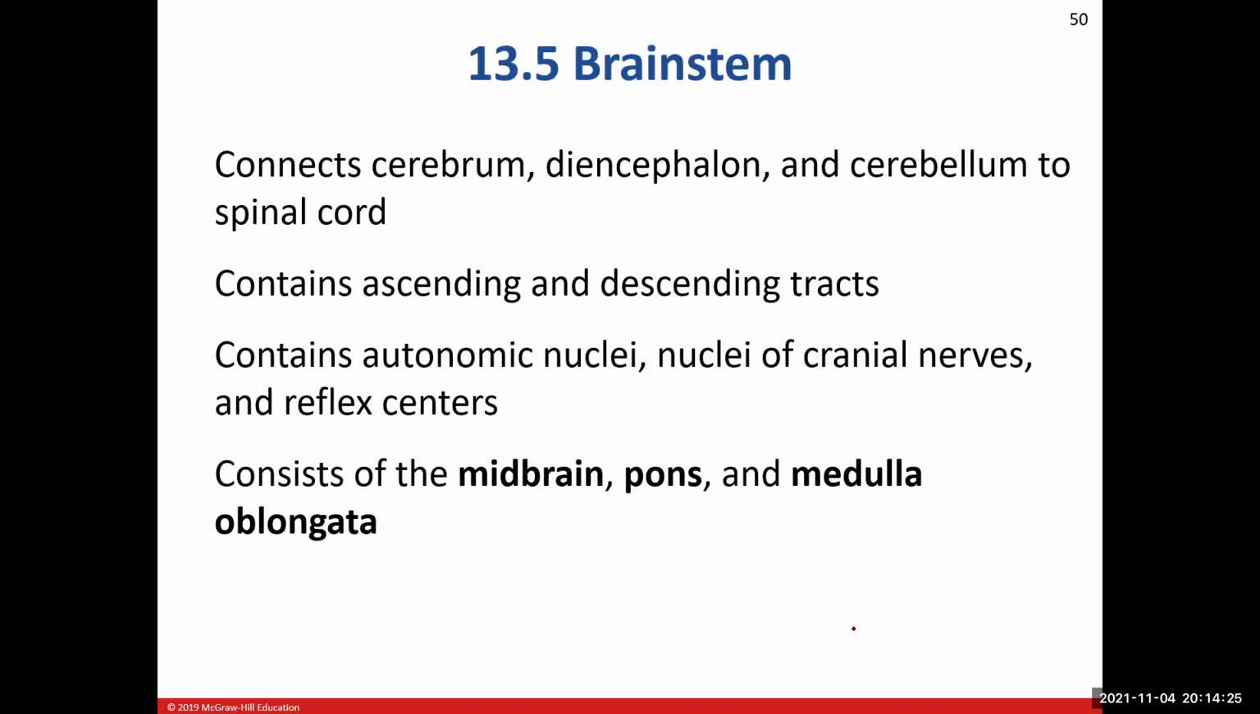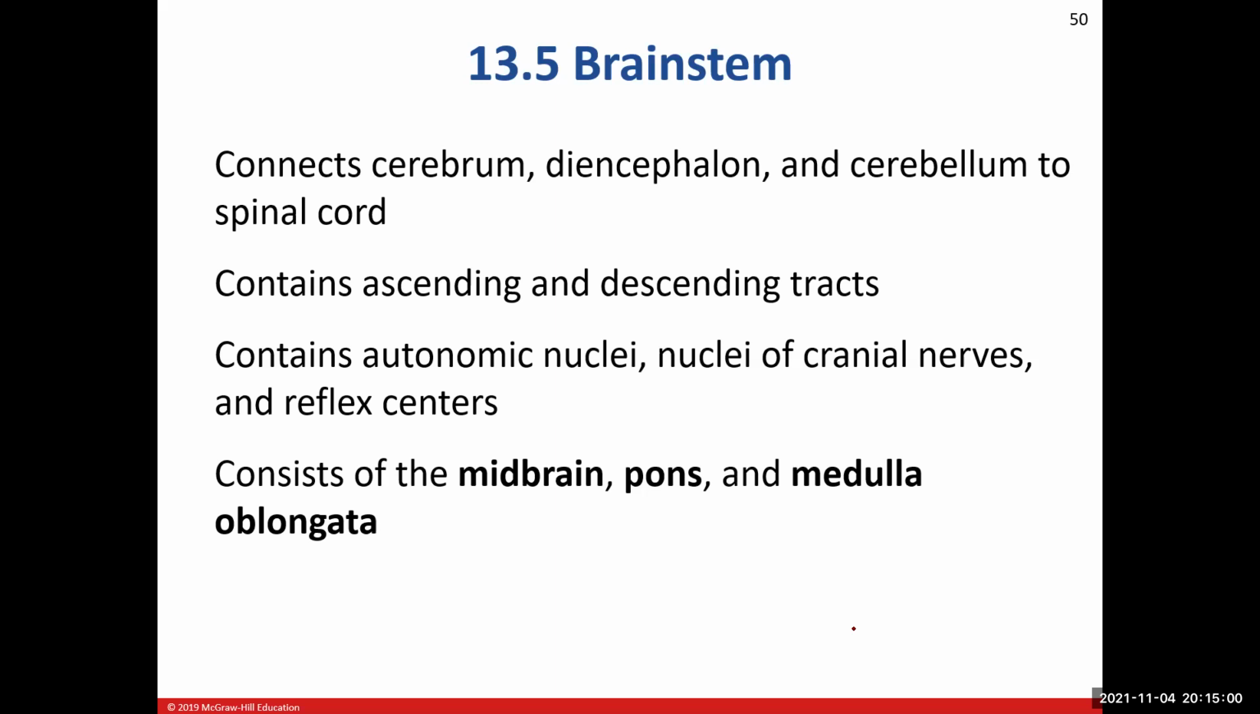The third part or region of your brain is the brainstem. The brainstem is going to connect all three other regions of your brain to the spinal cord. We saw how there are ascending and descending tracts. What is that? Sensory and motor tracts. We just got done going through that. We'll also see autonomic nuclei, cranial nerve nuclei, and some of the reflex centers, like the cough reflex and the sneezing reflex. We'll see those in the brainstem.